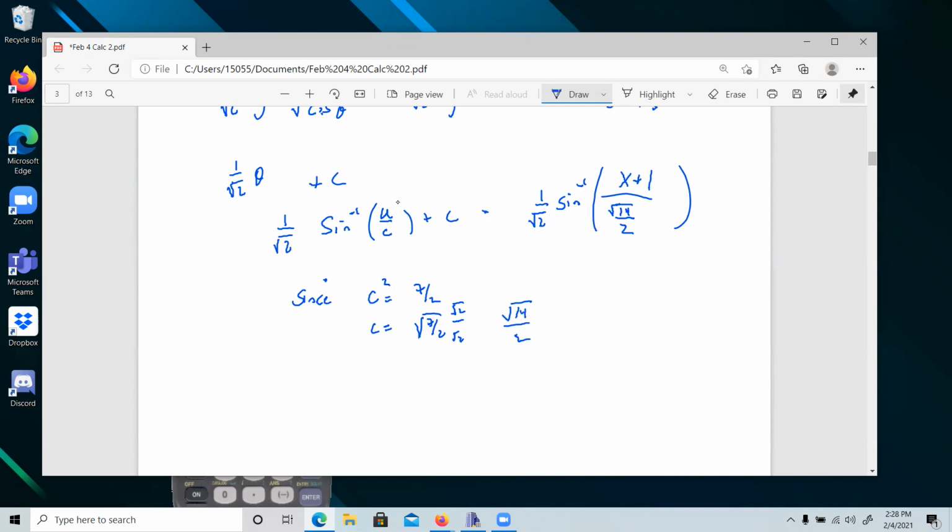Actually, you know what? Let's go back and make this 7 over root 2. That way when I divide by my fraction, we get square root of 2 over square root of 7. Okay, so now we have, yeah, I guess it still worked. So we have 1 over root 2. Oh, there's always a plus c here. Not the c. Sorry about that.